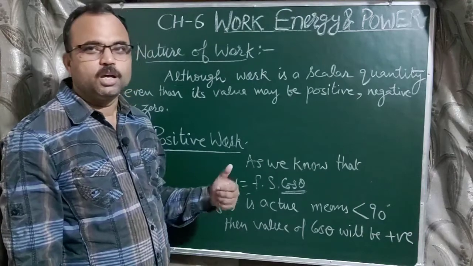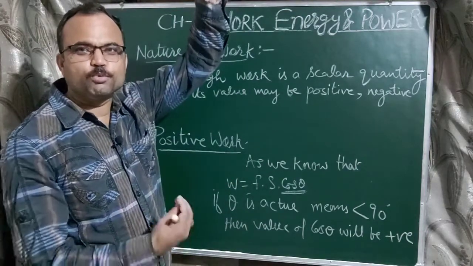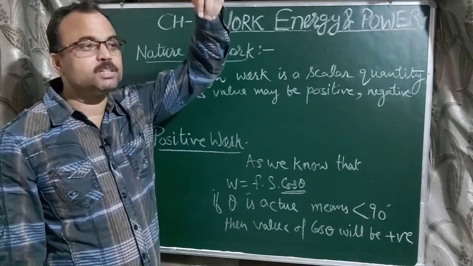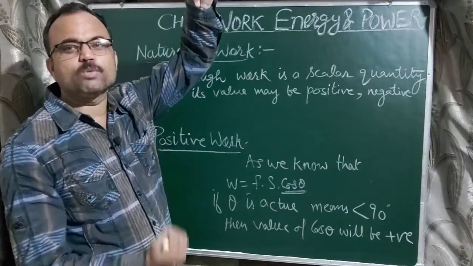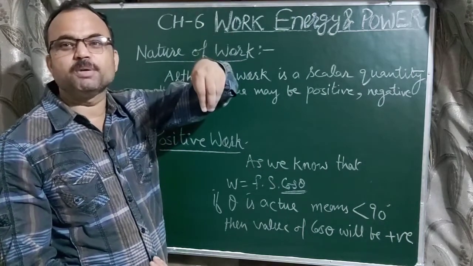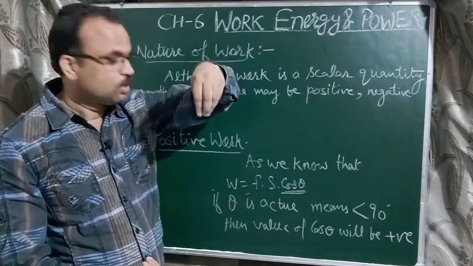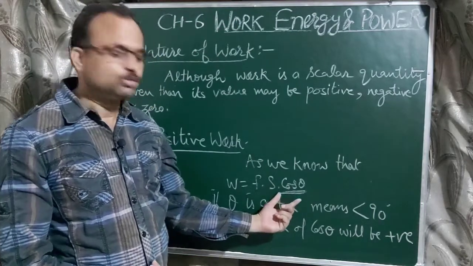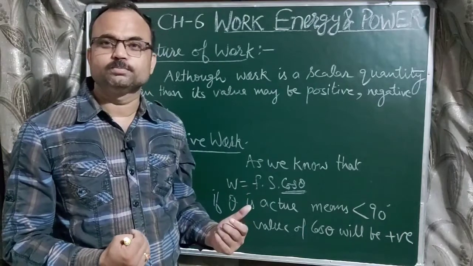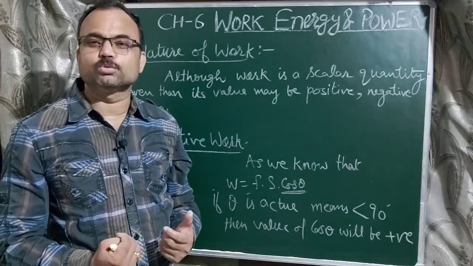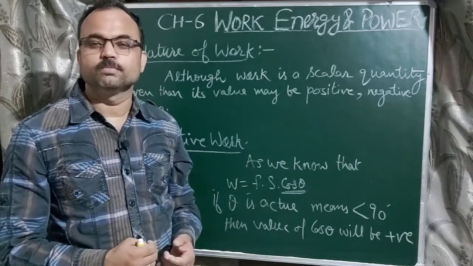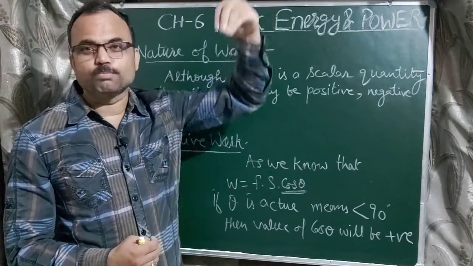As a body falls from top to bottom due to gravitational force, means force acting on a body is downward, displacement also downward, both are in same direction. It means angle between force and displacement is 0, and the value of cos 0 is 1, so work done will be positive. So we can say that work done by gravitational force will be positive when body drops down.